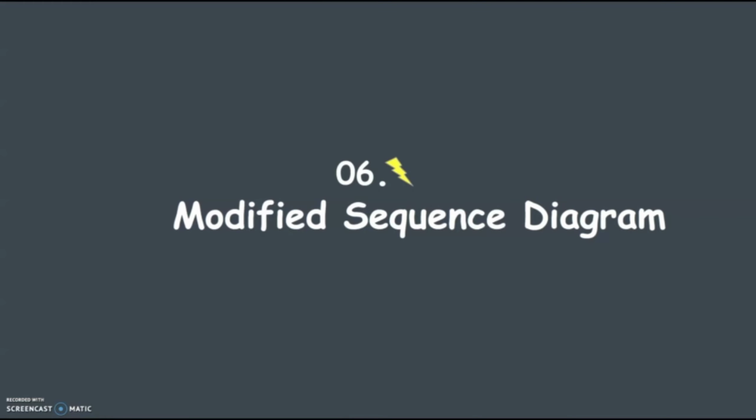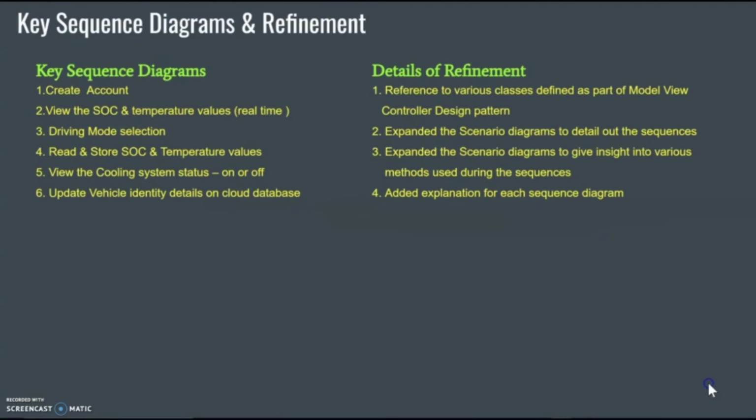Now I will cover refinements done in sequence diagrams. This slide captures the summary of key sequence diagrams and details of refinements done. For example, reference to various classes defined as part of the MVC design pattern, expanded scenario diagrams to detail out the sequences and mention the various methods used in sequences. I have also given a detailed explanation for each sequence diagram.